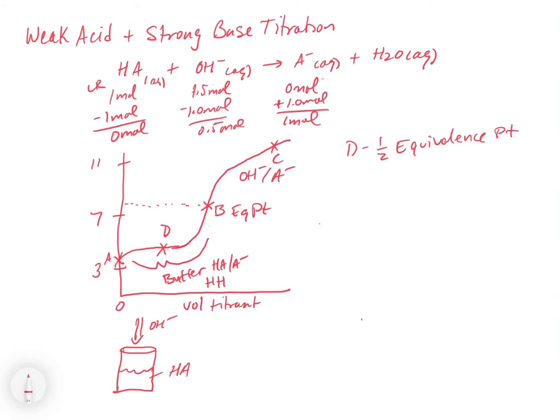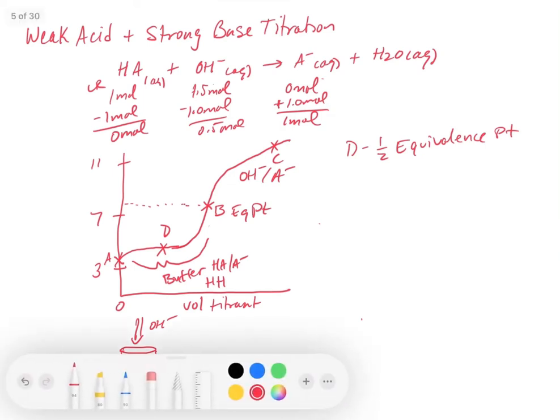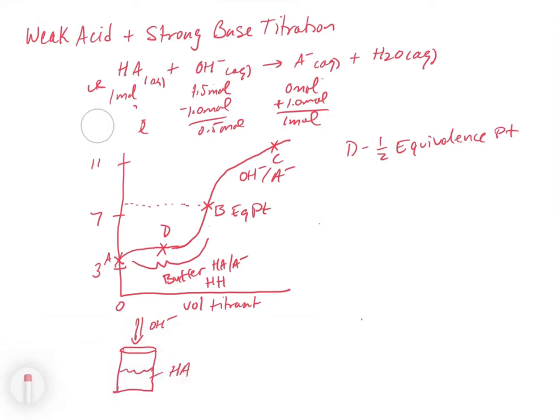And so why would the 1/2 equivalence point be important? And it has to do with the Henderson-Hasselbalch. So we're in the buffer region here, and so our pH is being controlled by the fact that it's a buffer. So let's look at that particular spot and see what's going on with that and why that's important.